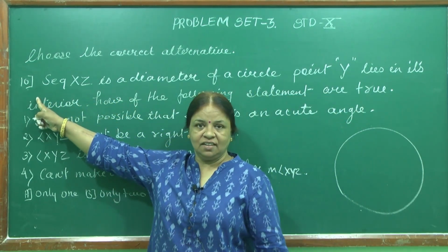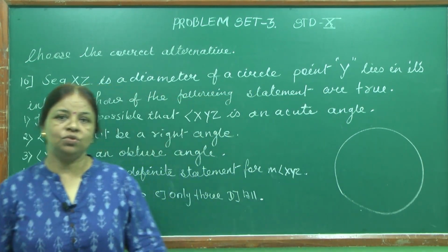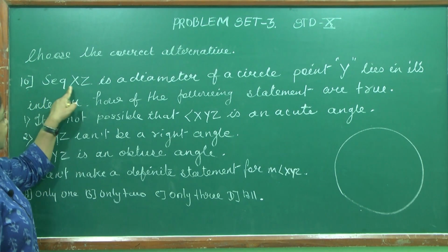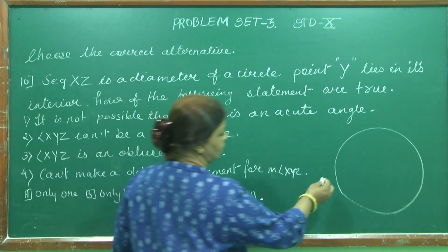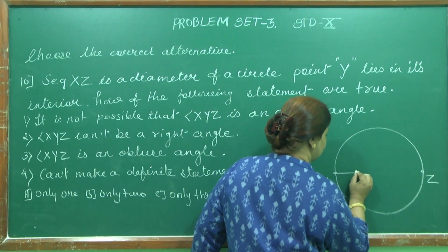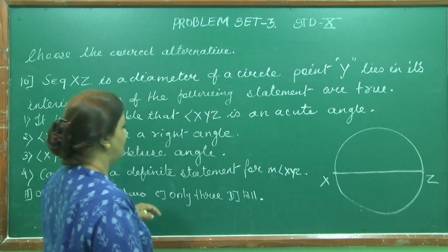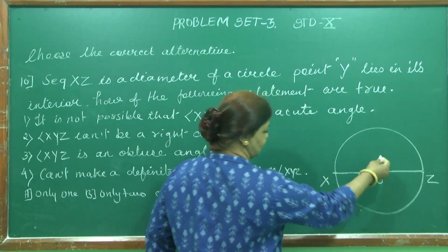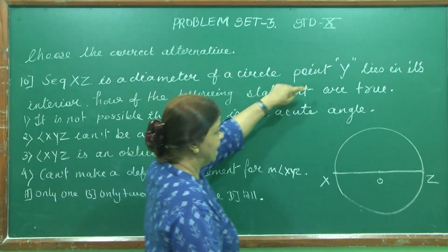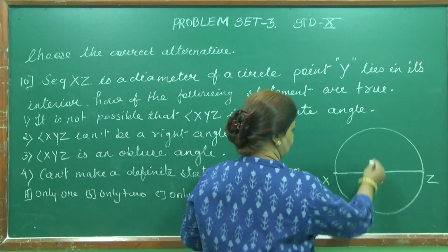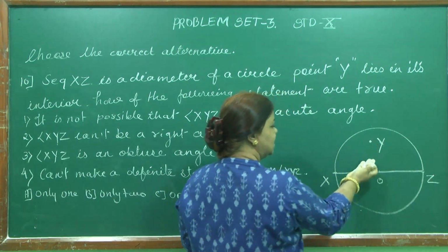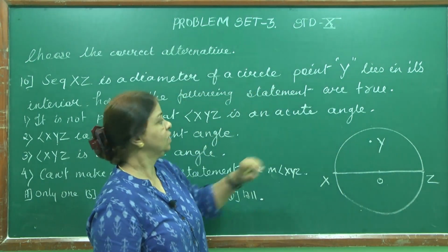Question number 10, children, the last sum of MCQs from the problem set. The sum says segment XZ is a diameter. I have drawn a circle here. Let me draw segment XZ. It is a diameter, okay, and O is the center. Segment XZ is a diameter of the circle. Point Y lies in the interior of it. Let me draw a point here which is Y, which is inside, not outside of the circle.